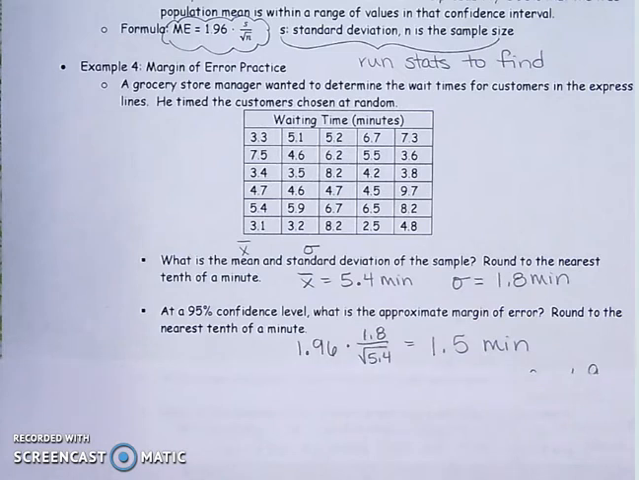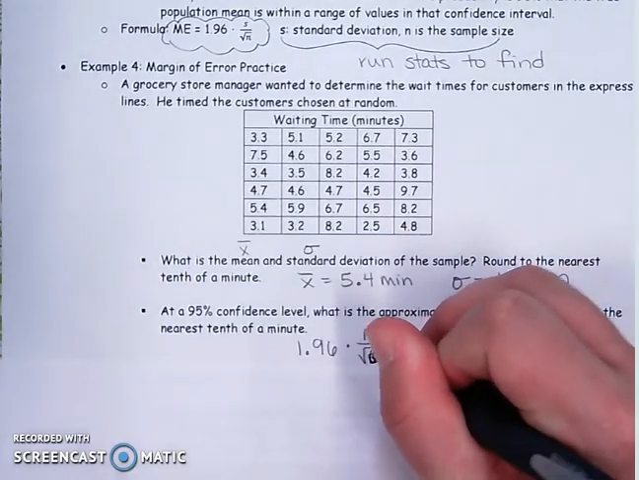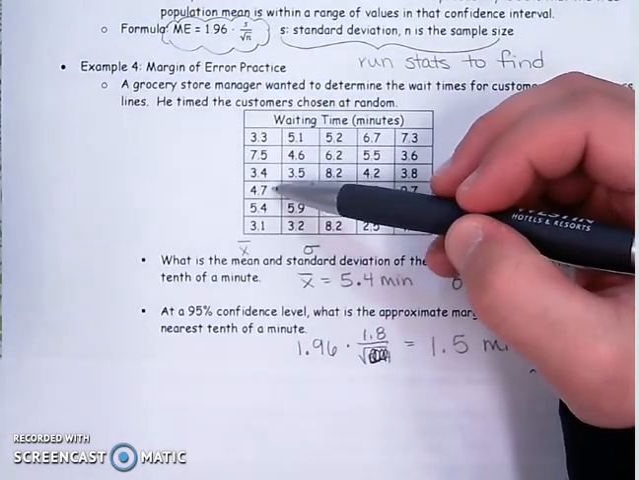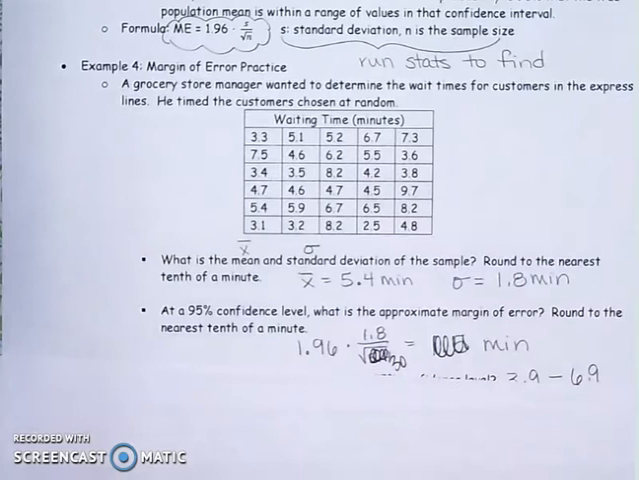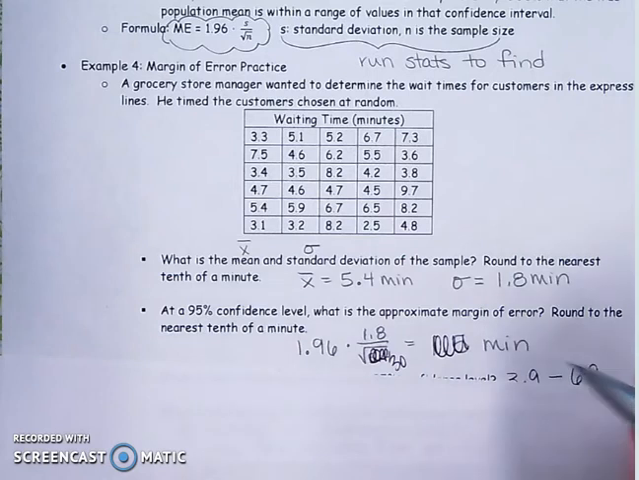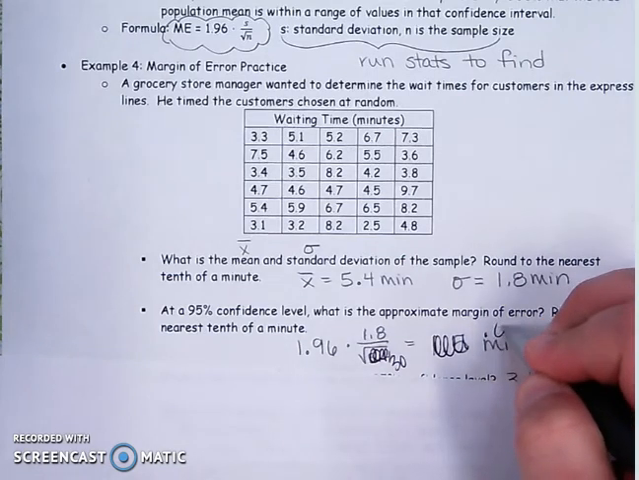You plug these numbers into your formula, and again, this is not correct. This should be, how many are there? 1, 2, 3, 4, 5, 6 by 5, this should be 30. So 1.96 times 1.8 divided by the square root of 30 is 0.64 or 0.6 minutes.